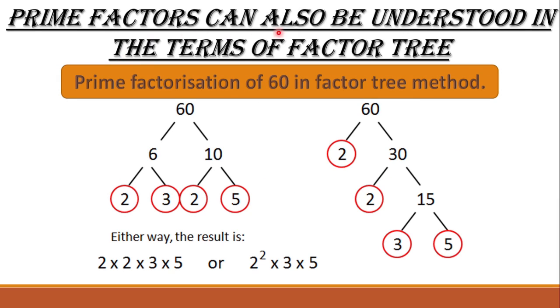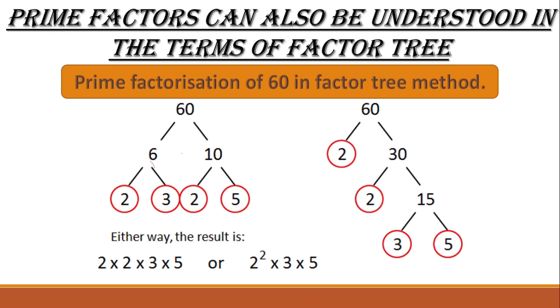Now, prime factors can also be understood in terms of a factor tree. Now, what is a factor tree? Like the branches are coming out. Like if we talk about 60, it can be written as 6 into 10, right? Which is 60. So again, 6 can be written as 2 into 3, and 10 can be written as 2 into 5. So we are branching out all the factors. So it's like a tree. All the branches are coming out, right? So these are the factors. So we can also do it in the factor tree method.